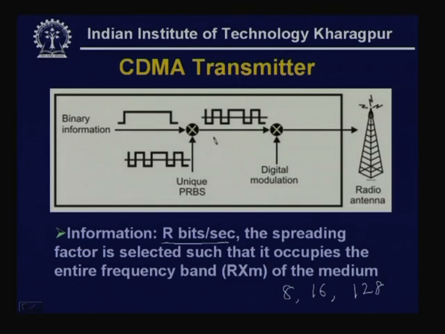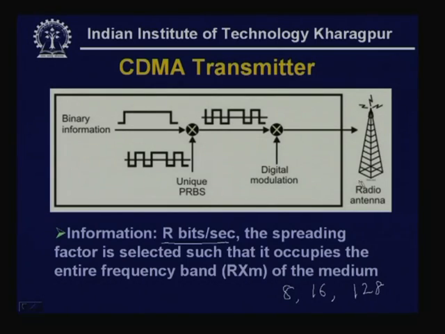So, after multiplying, this is the signal that is generated, and now you can perform digital modulation like QAM or QPSK, and then you can transmit by using an antenna. This is how the transmission is performed, and as you can see, the bandwidth here is m times the bandwidth of each of the channels.